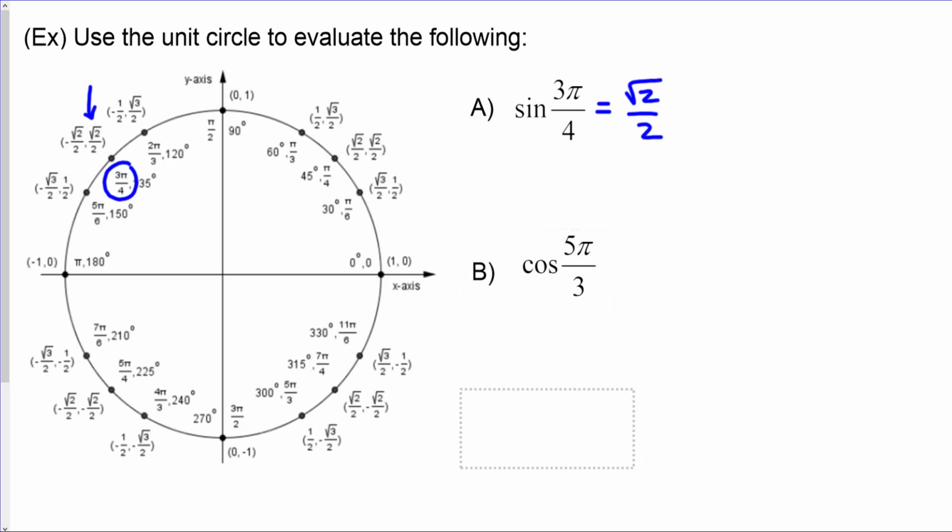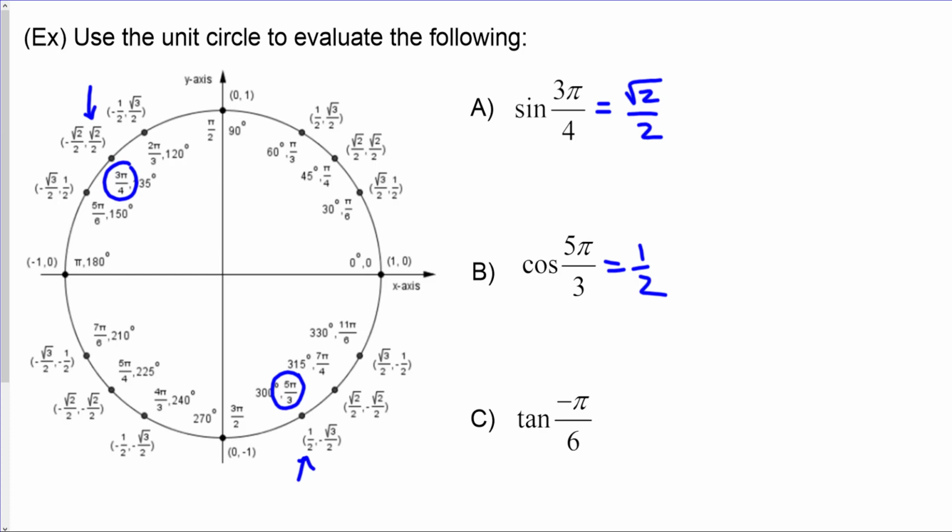Part B, the cosine of 5 pi over 3. So I'm just going to find 5 pi over 3 on my unit circle, and the cosine is the x coordinate. So the x coordinate of that point is 1/2. Part C, tangent of negative pi over 6.